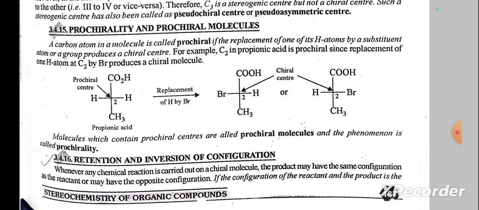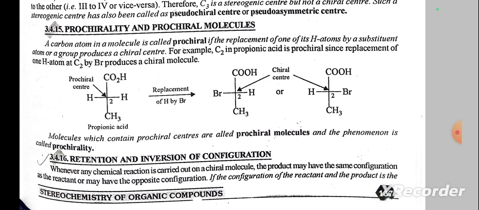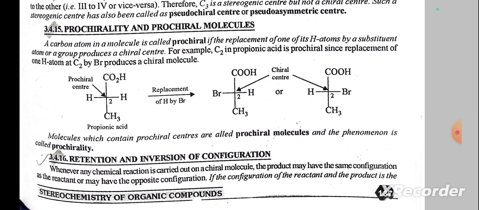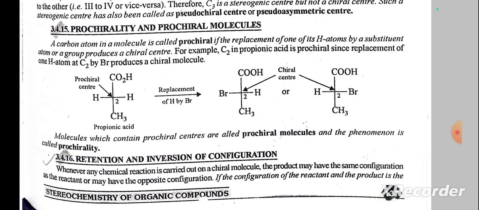Prochirality and prochiral molecules. A carbon atom in a molecule is called prochiral if the replacement of one of its hydrogen atoms by another atom or group produces a chiral center. For example, C2 in propanoic acid is prochiral, since the replacement of one H at C2 by Br produces a chiral molecule. Molecules which contain a prochiral center are called prochiral molecules, and the phenomenon is called prochirality.